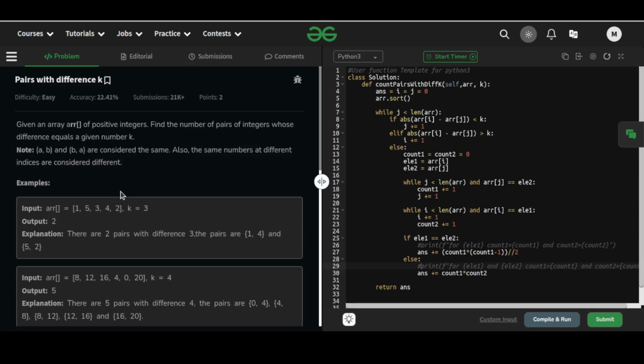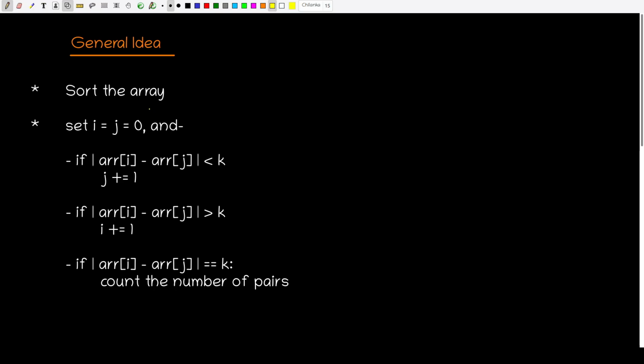Now let us discuss the solution of this problem. The general idea is, first, we are going to sort the array, and then take two counters i and j and set them to 0. If the absolute difference between ARR[i] and ARR[j] is less than k, and since the array is sorted, in order for this difference to become equal to k, we have to increase j. Similarly, if the difference between ARR[i] and ARR[j] is greater than k, and our objective is to make this difference equal to k, then we just have to increase the value of i.